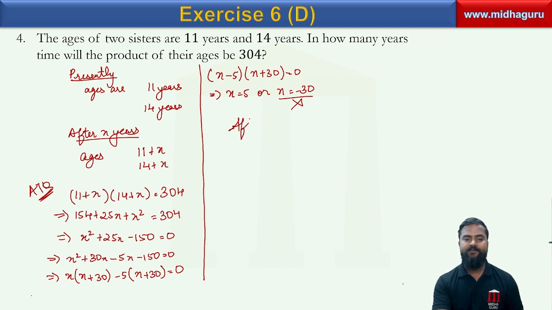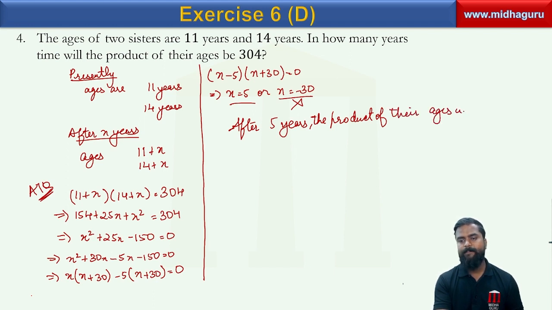So after 5 years, since 5 is the value that we have taken, the product of their ages will be 304. So this is how we'll solve this problem. Let's move on to the next one.